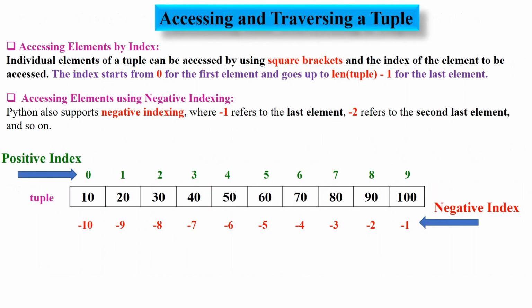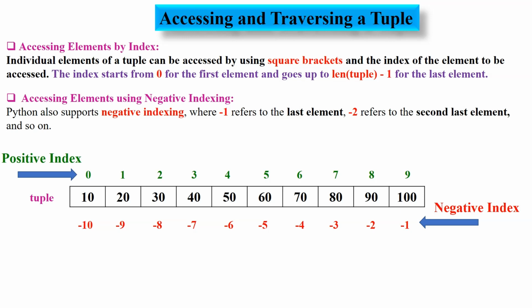Let's learn about accessing and traversing a tuple. A tuple is a sequence of values which can be of any data type, and they are indexed by integer. Accessing elements by index. Individual elements of a tuple can be accessed by using square brackets and the index of the element to be accessed. The index starts from 0 for the first element and goes up to len of tuple -1 for the last element. Accessing elements using negative indexing.